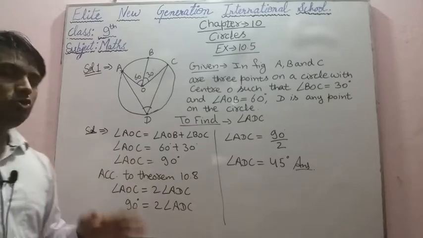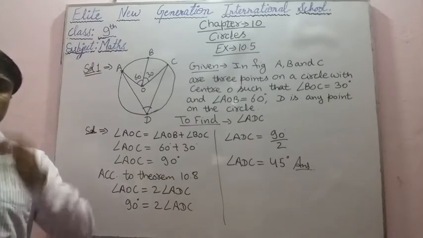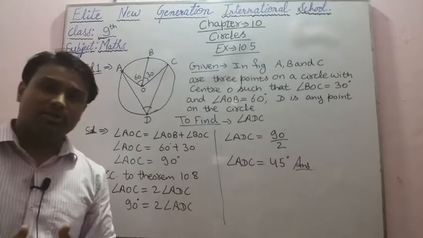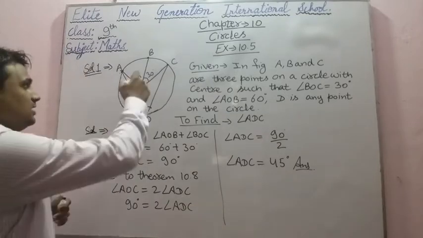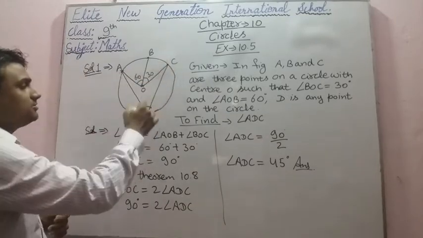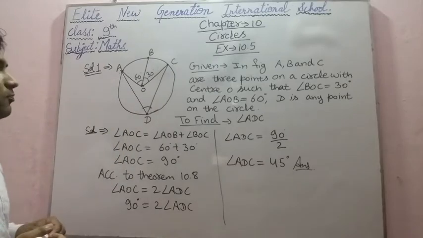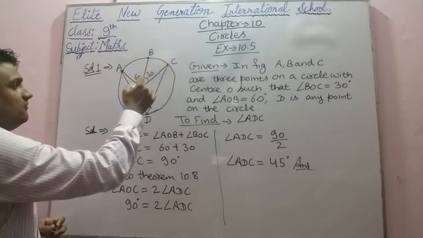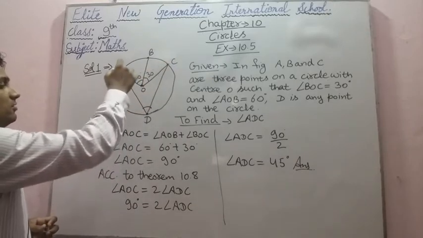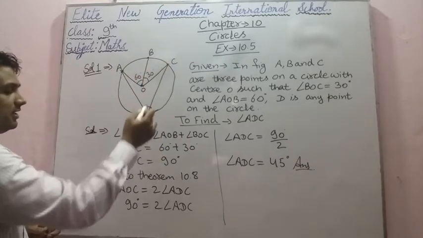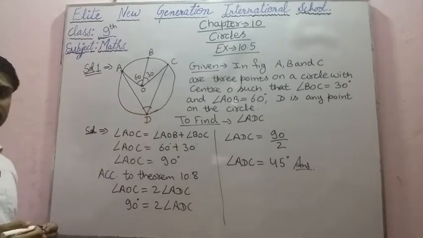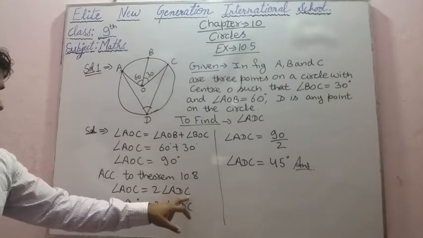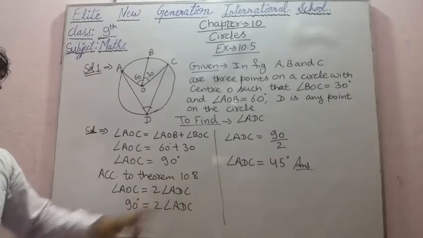Now according to theorem 10.8, the angle subtended by an arc at the center is double the angle subtended by it at any other point of the circle. So we can write here angle AOC, which is at the center, will be equal to twice angle ADC, which is at point D. So angle AOC equals twice angle ADC. This we can write according to theorem 10.8.